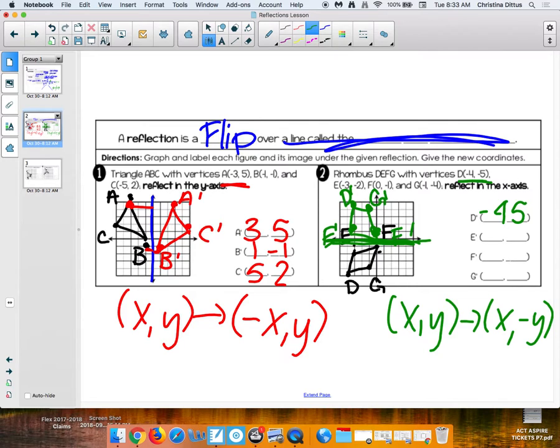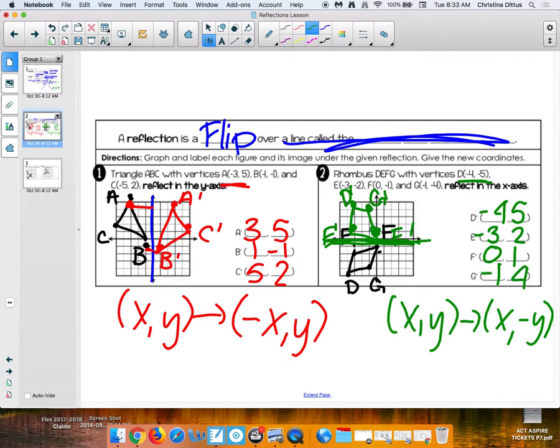So what would E's coordinate be, not looking at your picture? Negative 3, 2. How about F? 0, 1. How about G? Negative 1, 4. That's just it.